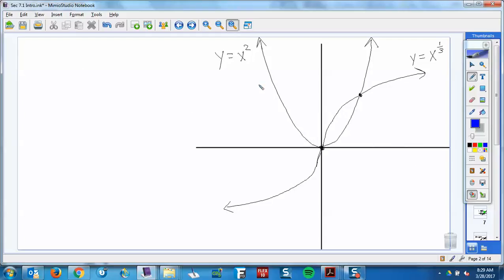All right, so let's take this picture right here. Okay, so go ahead and draw this picture. So I have two functions. I have the cube root function, x to the 1/3, and I have the parabola y equals x squared. So I'm drawing both of those in there.